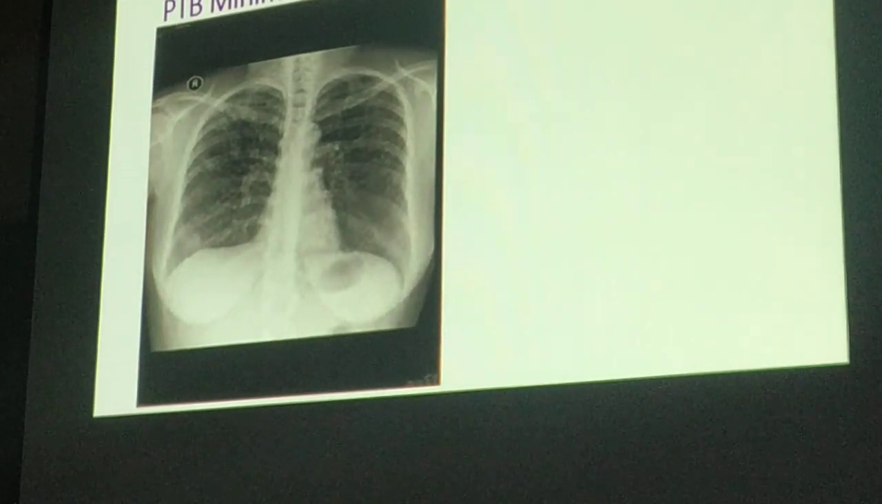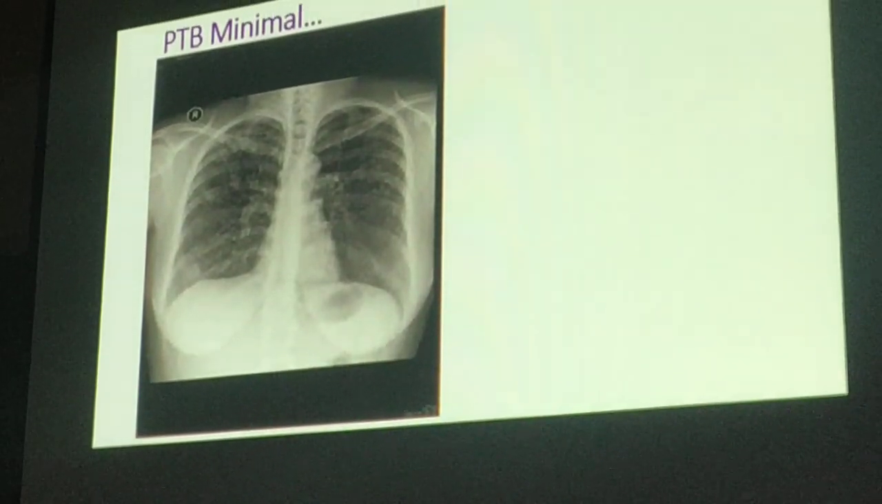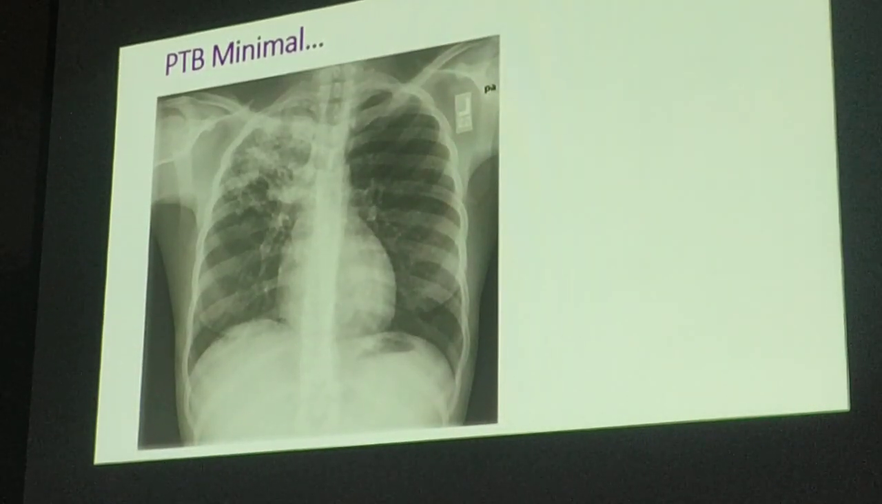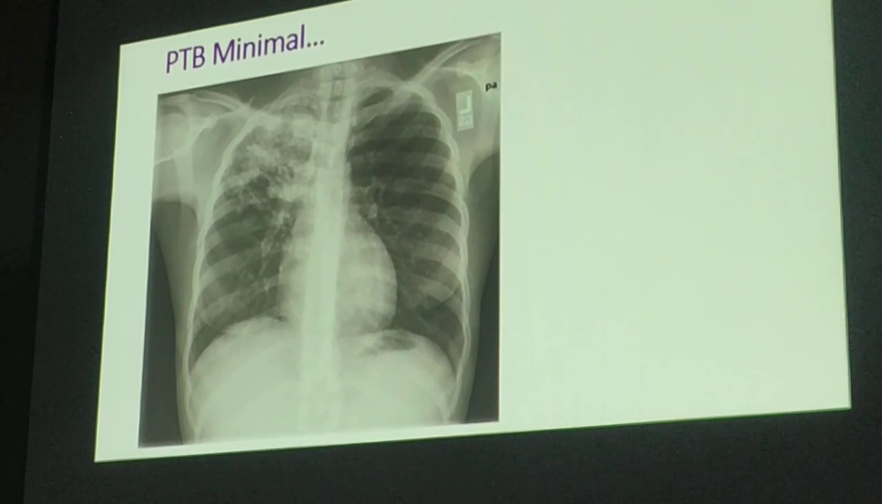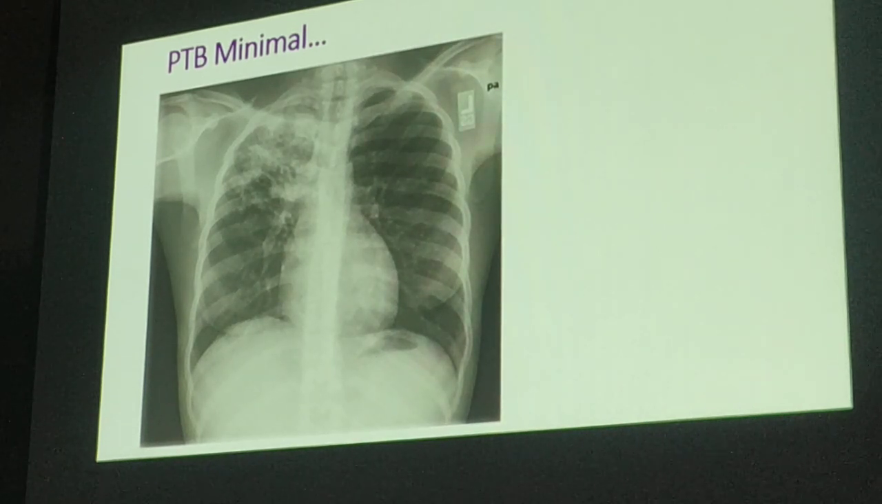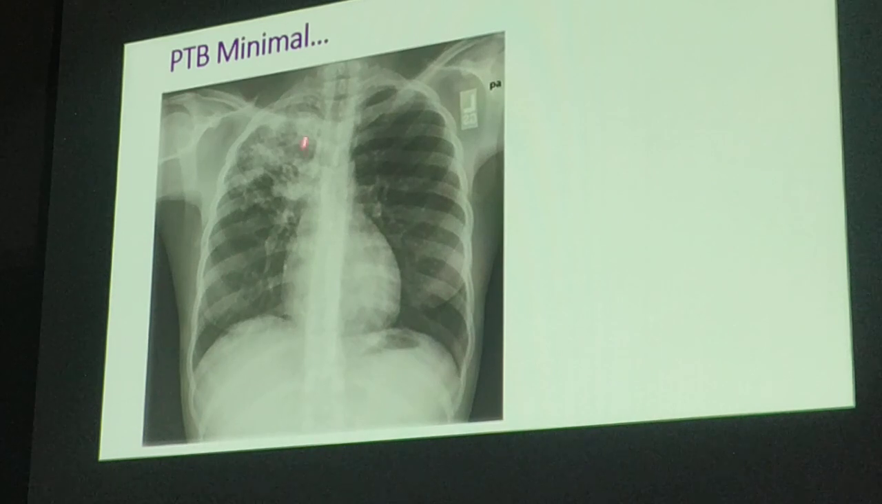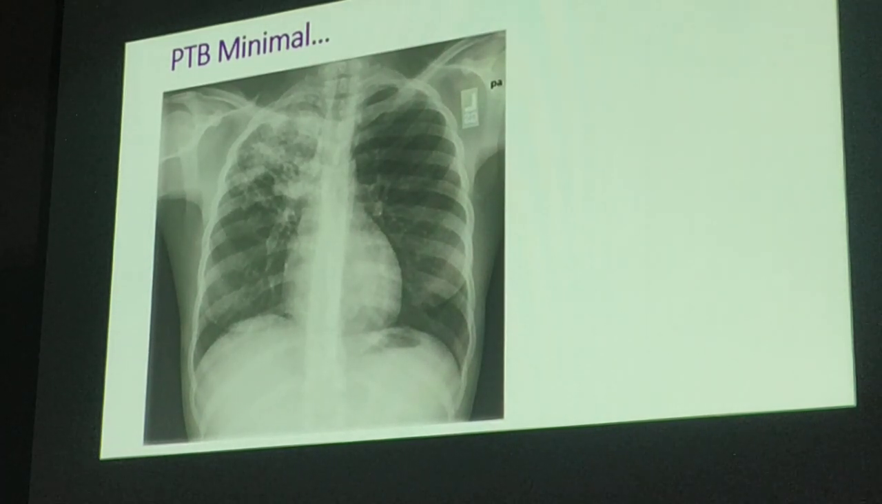But definitely, I'll give you the more obvious one. Okay? Oh, this one. This one is still PTB minimal. Kasi dapat, walang mga space. Kasi dito may mga space pa. So you try to consolidate all the infiltrates. Okay?